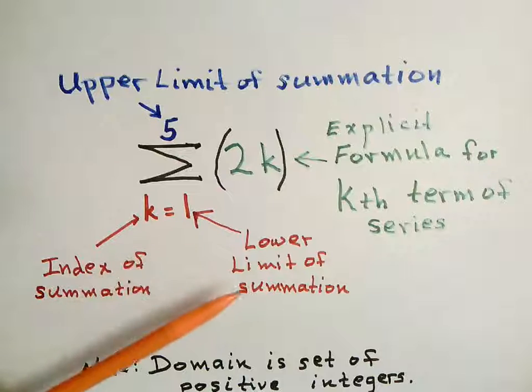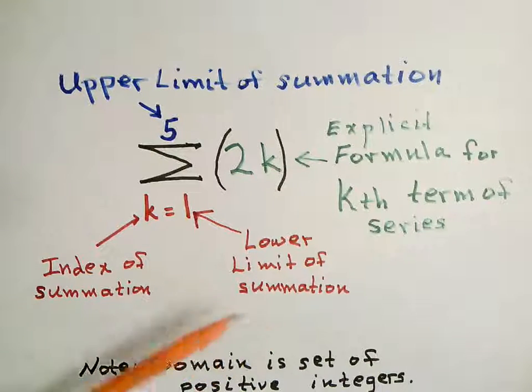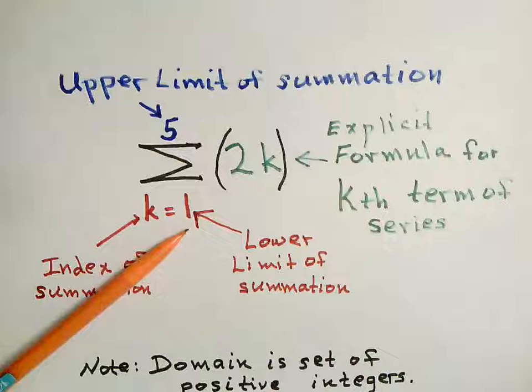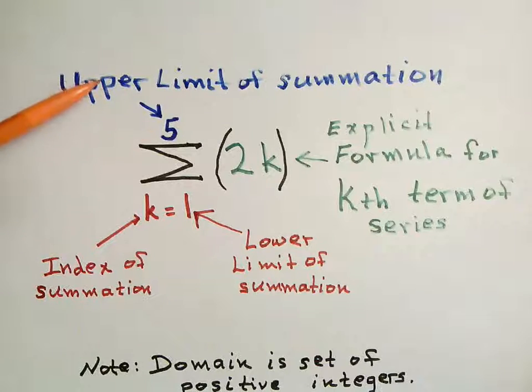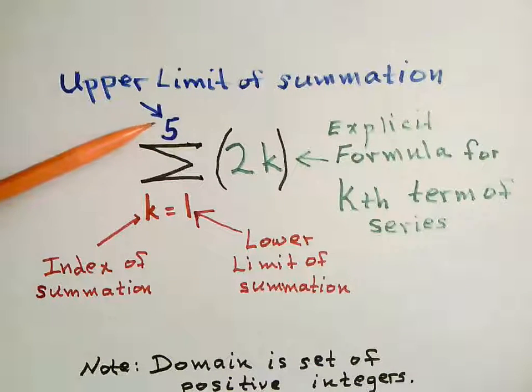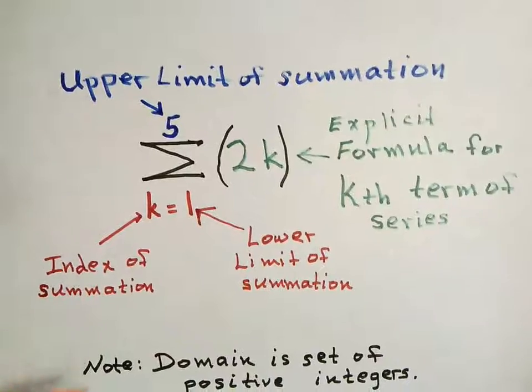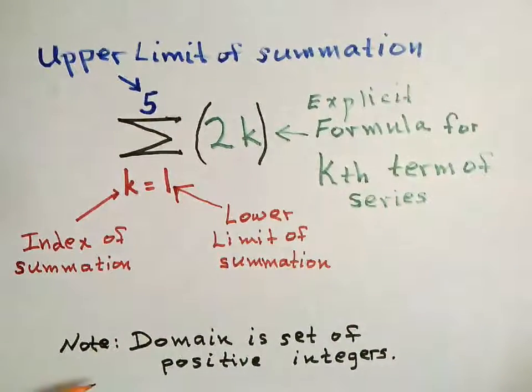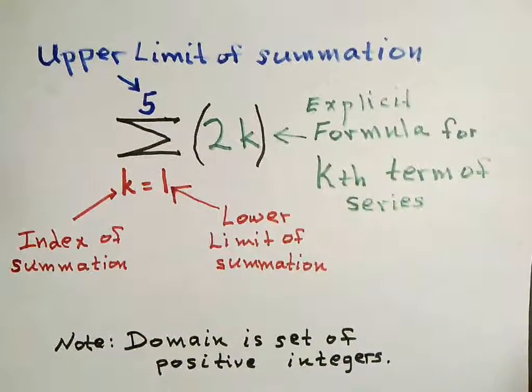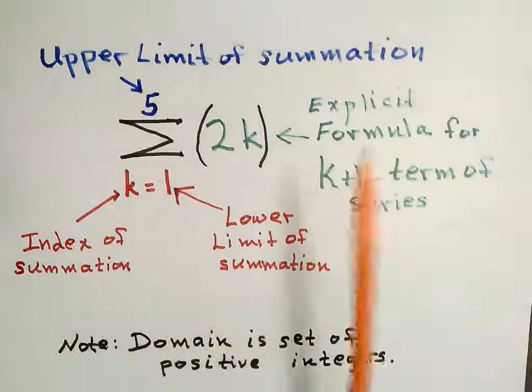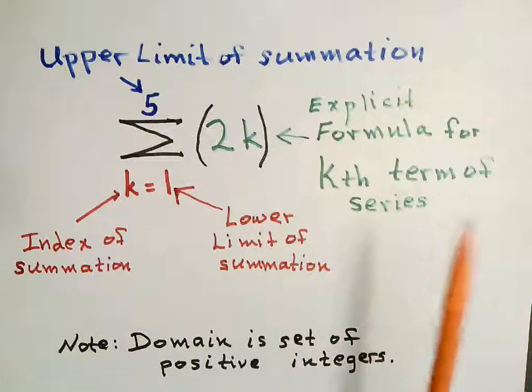The 1 is the lower limit of summation. That's the smallest number that you're going to start with. You're going to end up with an upper limit of summation. It's the largest number that you're going to go to, and it's going to be an integer. The domain is the set of positive integers. This 2k is the explicit formula for the kth term of the series. So let's look at an example of this.